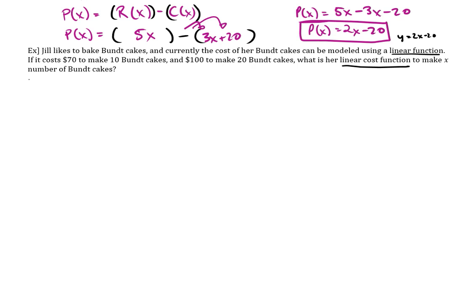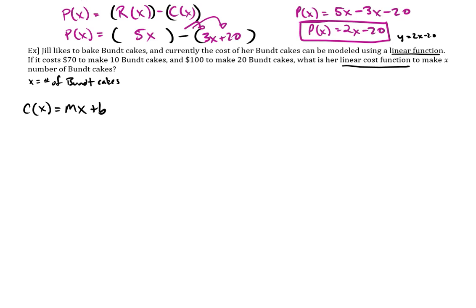So they're telling us this time too, x is the number of bundt cakes. And they say it's a linear function, and since it's cost, let's do C of x equals mx plus b. We'll come back to this. This one's not as nice as the previous one where we could just plug in those numbers. Instead, they give us this information.